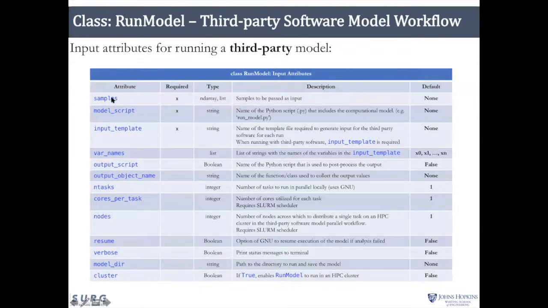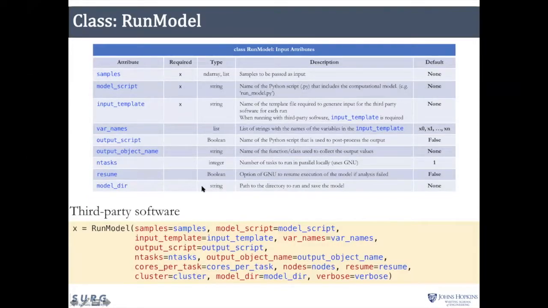So in this table, all the input attributes required for running the third-party model are shown. The samples is a required input, as well as the model script which has to be run, and an input template. The input template is a required input which triggers the third-party software model workflow. And these will be explained in detail here. So this slide shows how RunModel has to be called for a third-party software execution.